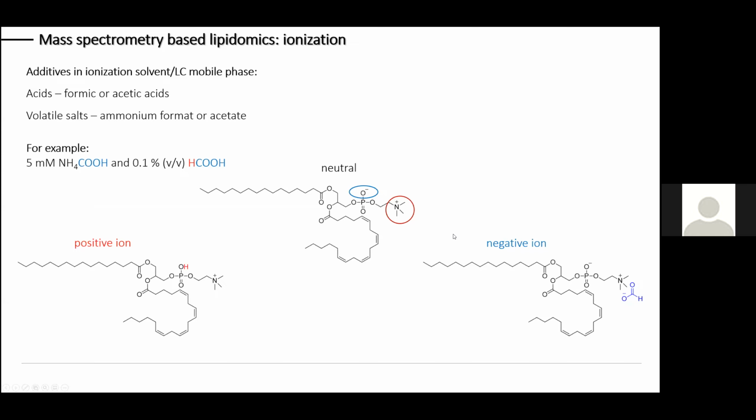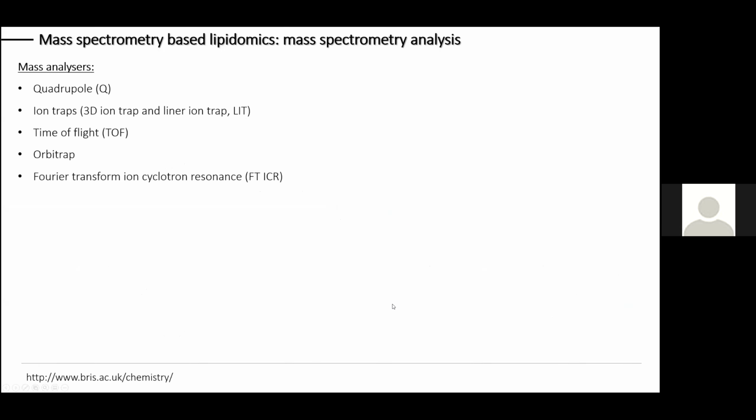Using this chemistry in solution, with different combinations of ammonium, other volatile salts or acids, we can induce ionization of different lipid classes. Logically, after ionization we are finally ready to analyze or separate our ions using mass analyzers. And of course, here we have a wide choice. Nowadays we have a whole panel of different mass analyzers available: quadrupole, ion traps, time of flight, Orbitrap, Fourier transform ion cyclotron resonance.